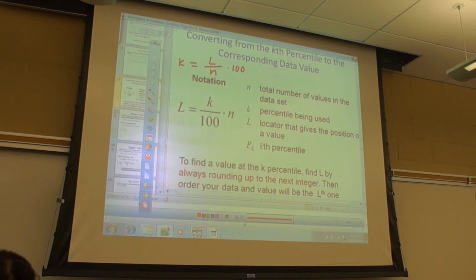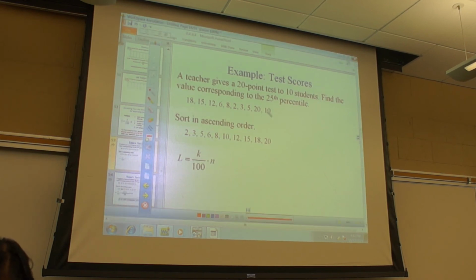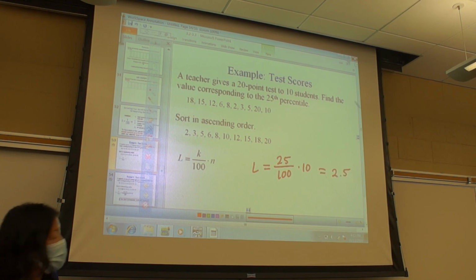So here's an example. Here's all the people. First, put them in order, otherwise it doesn't make any sense. And then remember this part here. I need to find the part that corresponds to the 25th percentile. So 25% divided by 100, multiplied by n. How many of them are there? 10 of them, multiplied by 10. That will tell me how many people are lower than me. So that's going to be 2.5. So I beat 2.5 people.